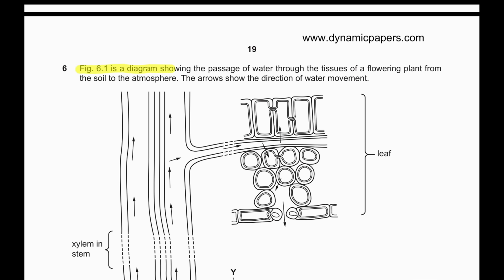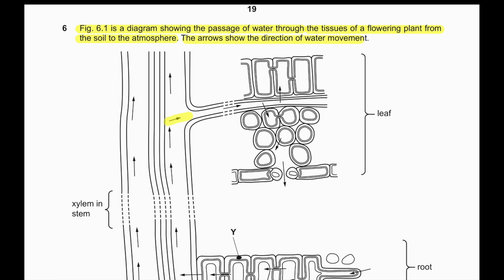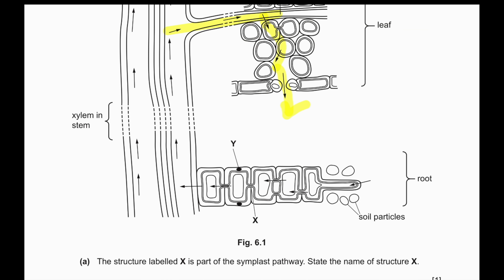Figure 6.1 is a diagram showing the passage of water through the tissues of a flowering plant from the soil to the atmosphere. The arrow shows the direction of water movement. We can see the water is moving into a leaf structure, moving into the spongy mesophyll cell, into the airspace as water vapor, and then leaving out through the stomata. Now, this creates a transpiration pull, which causes water to move into the root hair cells, and water then passes through plasmodesmata in the symplastic pathway, then through the cell wall in the apoplastic pathway, into the xylem. And from the xylem, due to transpiration pull, it is pulled upwards.